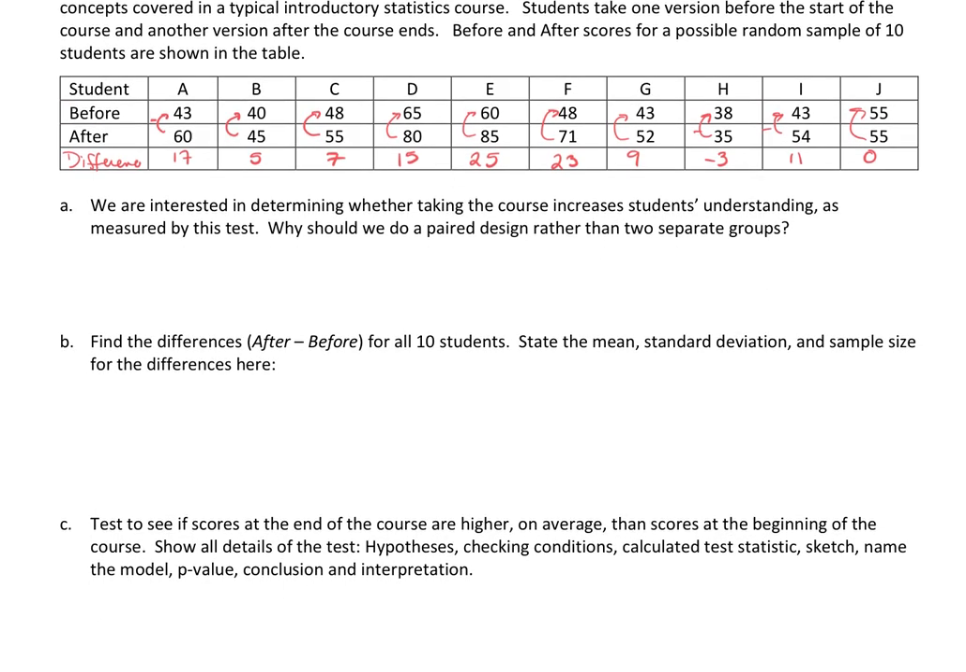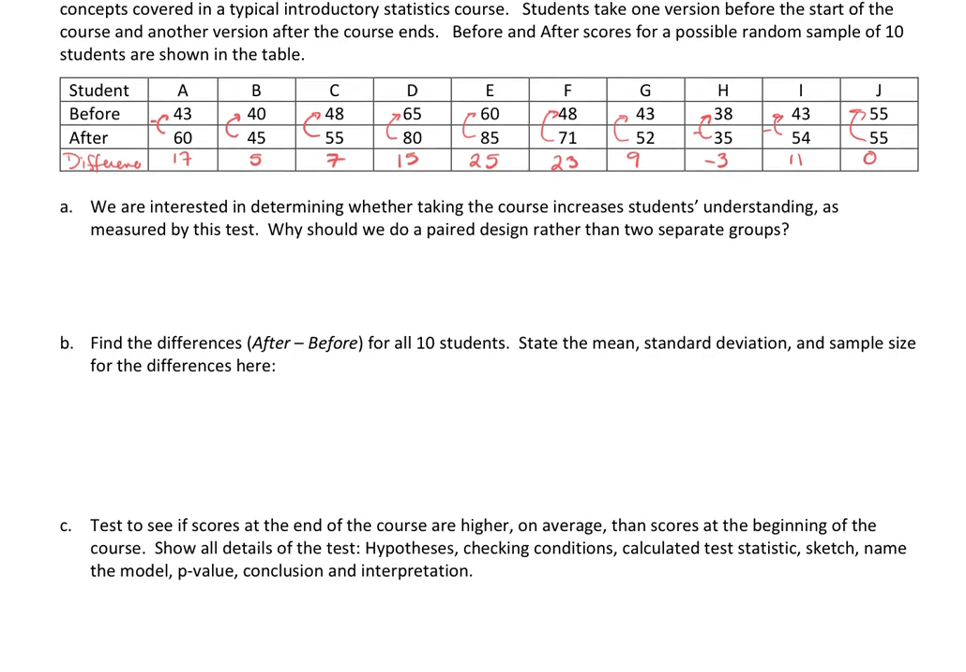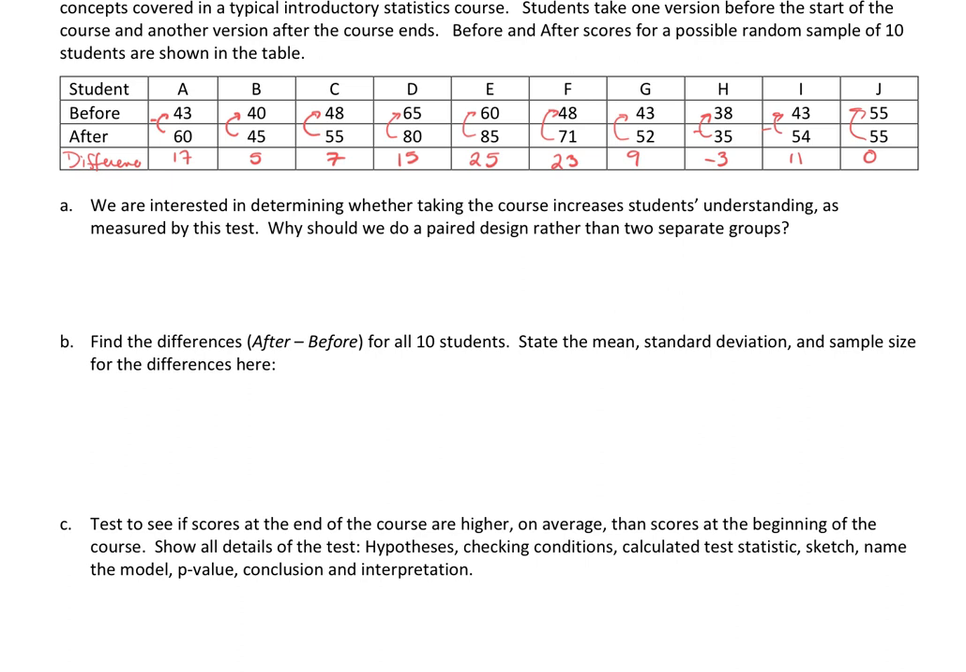And it says state the mean, standard deviation, and sample size for the differences here. And this is where things get interesting, because now you have to go to StatKey. You put in your 10 differences as your data, and then you ask StatKey to tell you the mean and the standard deviation. So we know our sample size, N, here is 10. But we need to go put all this data into StatKey under one quantitative variable and come back with the answers.